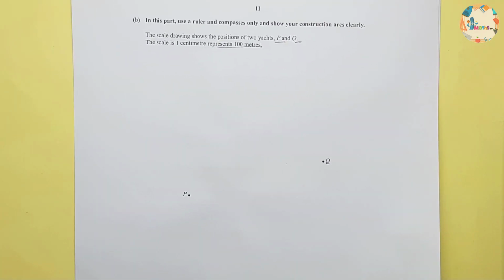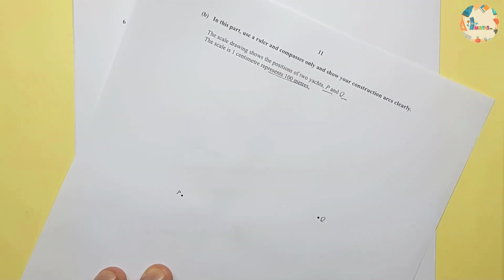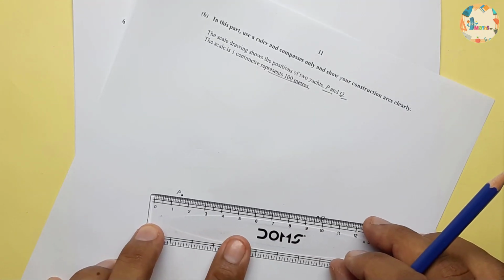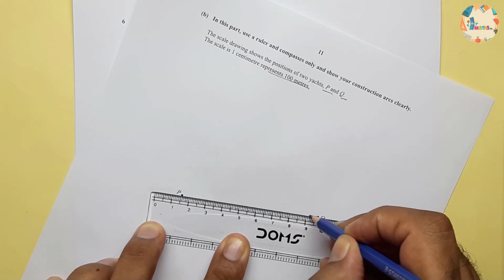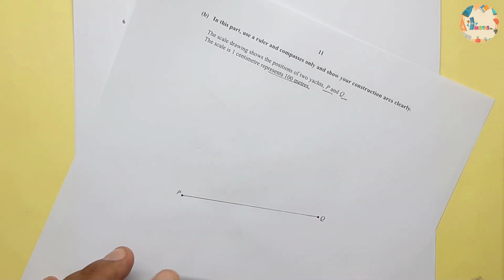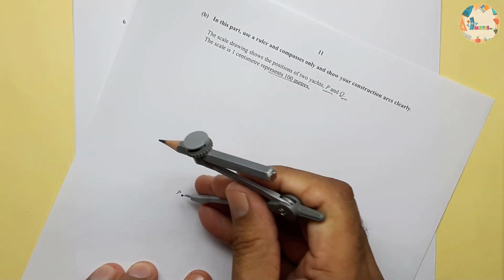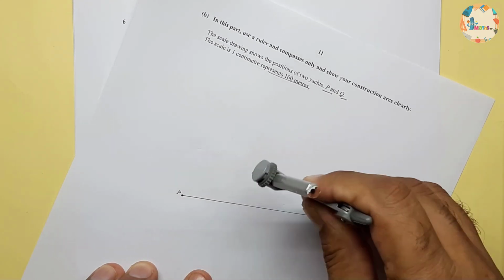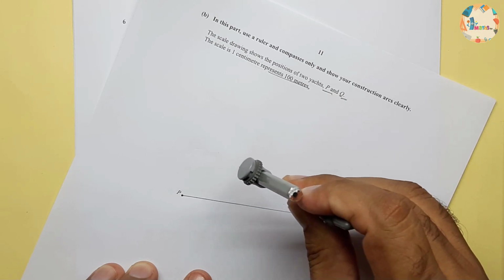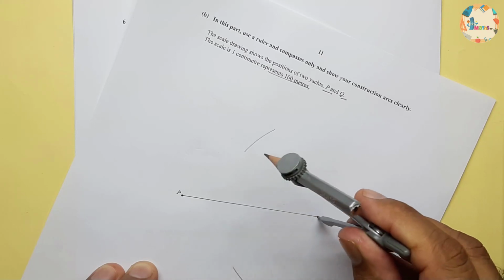So for that one, what we will be doing, we will be joining these 2 points, and then we'll be finding the locus of points which are equidistant from these 2. After joining this one, we'll be taking more than half, and we'll mark here and here. After marking, we will take more than half, and we'll make 2 arcs, one over here and the other one on the lower side.